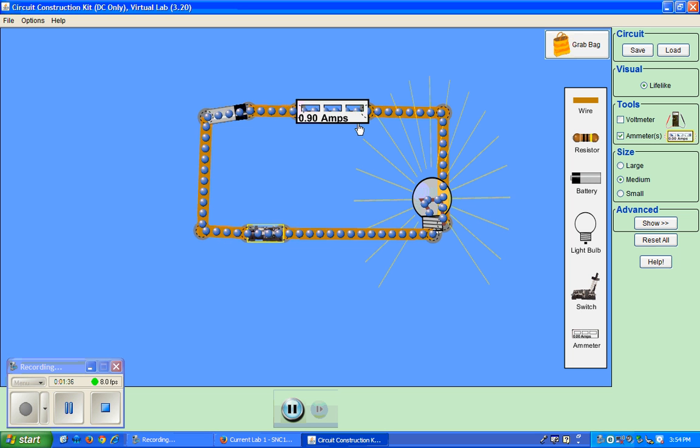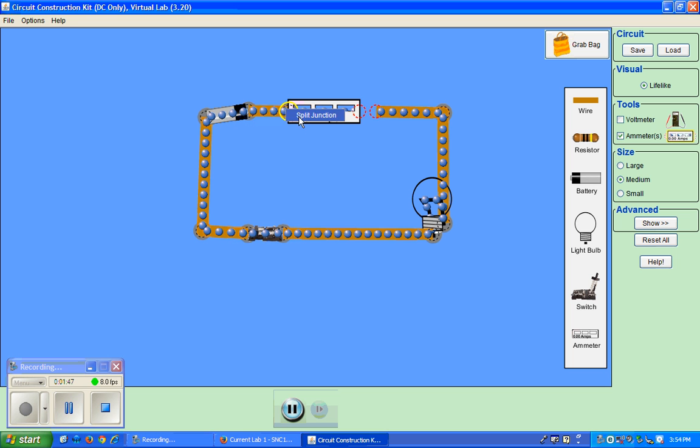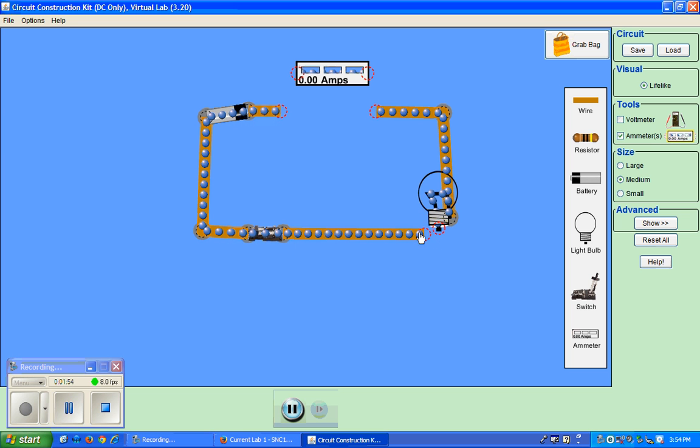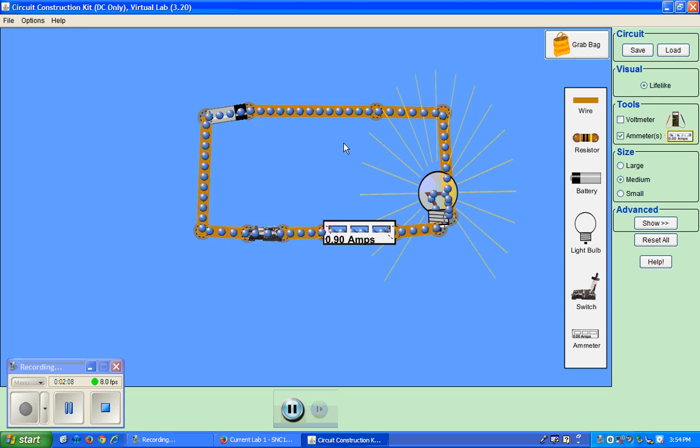Right now we're measuring current on this side of the bulb. Okay, now we want to move this ammeter over here to measure the current. So again, what we want to do is split the junction on both sides here so we can take the ammeter out. Okay, split this junction right here. And then we can drag the length of the wire down here. Let's move this down to here, add another wire. So we're all connected there. We can then drag, so they're connected there.